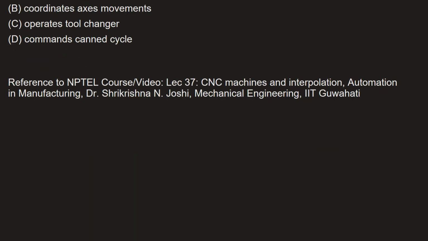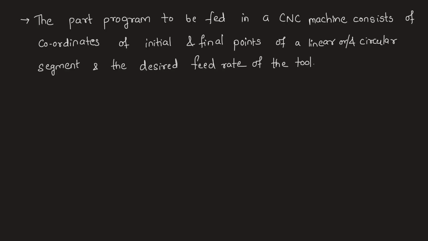Let's find out. The part program that is to be fed in a CNC machine consists of coordinates of initial and final points of a linear segment and the desired feed rate with which the tool should move forward. This is actually the machining path, and the machining path can be a combination of linear and circular segments. That's why I've written that the coordinates of initial and final points of a linear and circular segment. So it can be either linear or circular or both. And this is that machining path which the tool will follow in order to produce the required shape.